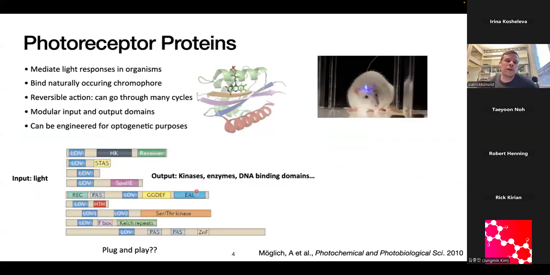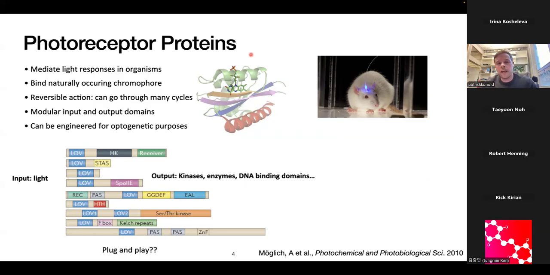As a motivation for what types of systems we want to study with this method, one interesting candidate is photoreceptor proteins. In general, these mediate light responses in living organisms. They tend to bind naturally occurring chromophores, such as flavin, which you see here, and also things like biliverdin, which is the case for the phytochrome, carotenoids, and other things that can be built directly into the protein itself.